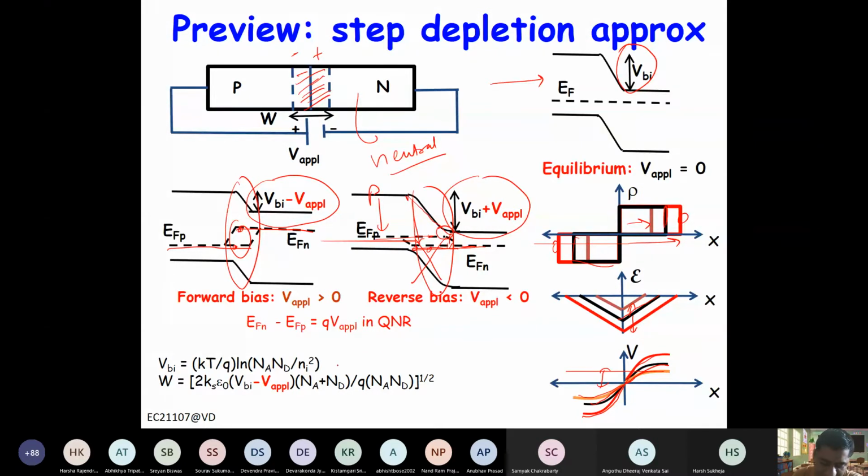Then the built-in potential, of course, is kT by q log of Na Nd by Ni square, and W, the depletion width, is 2 times epsilon times (VBI minus V applied), where V applied is positive for forward bias and negative for reverse bias, times (Na plus Nd) by (q Na Nd), to the power half.